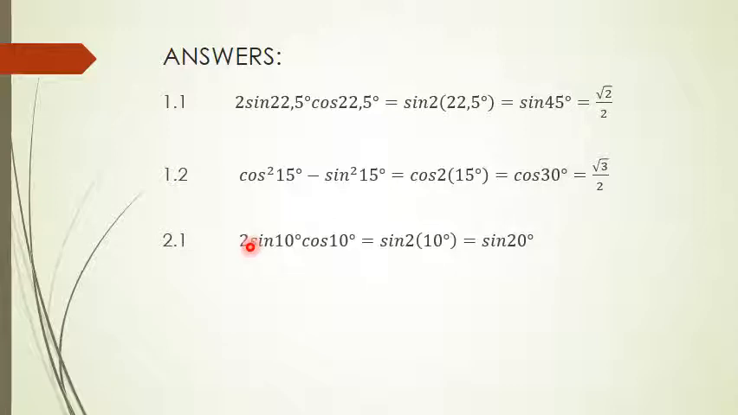2.1, 2 sine 10 cos 10. We quickly recognize that this was our right hand side of the double angle formula for sine. So this is actually sine 2 times 10 degrees, which is sine 20 degrees. Without a calculator, we cannot simplify that further.